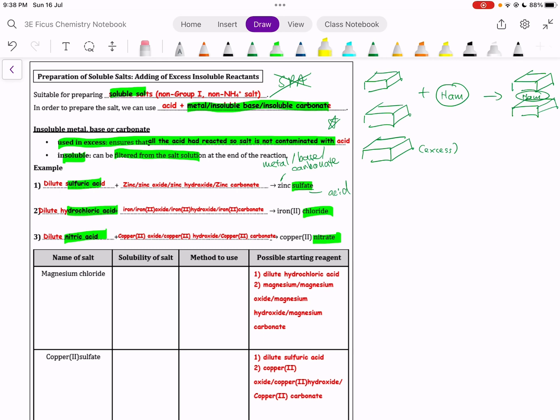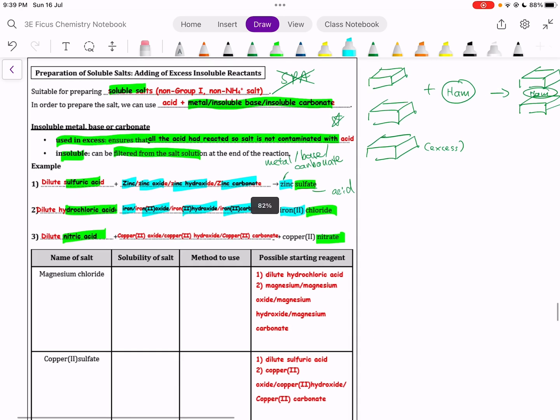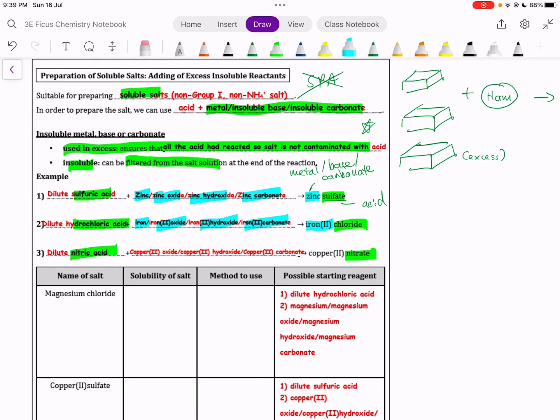Alright. Next, maybe I use a different color. Zinc: you can use zinc metal, zinc oxide, zinc hydroxide, or zinc carbonate. Iron 2: you can use iron metal, iron 2 oxide, iron 2 hydroxide, or iron 2 carbonate. For copper, a bit special. You cannot use copper metal. You start with the base or the copper 2 carbonate. So you're down by one option for copper.